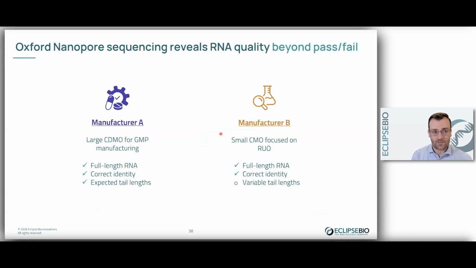When we look now across the manufacturers with the sequencing approaches that I showed today using nanopore, we can see with manufacturer A, they have the full length, the expected identity, and the expected tail lengths. Manufacturer B also has the expected full-length RNA present, expected base incorporation, although they do have variable tail lengths, that if this was delivered into a cell, that would lead to lower translation, lower stability. If you're just looking at a final protein output, it would be hard to tease apart why is that protein output lower at this manufacturer? But here we can see it's due to the tail length specifically, which then allows us to make more informed decisions about the specific manufacturing process.